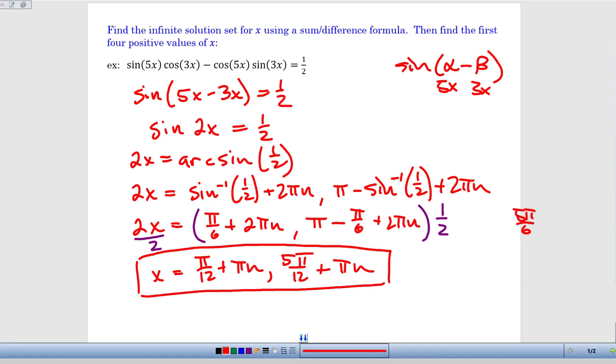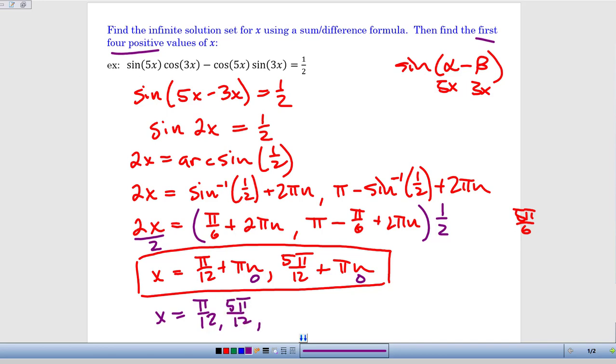And then, as is our usual, we're either trying to find all the answers that are between 0 and 2 pi, or in this case, we are asked for the first 4 positive values. So we can go ahead and roll through those. So we're going to have x equals pi over 12 is our first, if I'm plugging in 0 for n into each of these. And then 5 pi over 12 is our second.